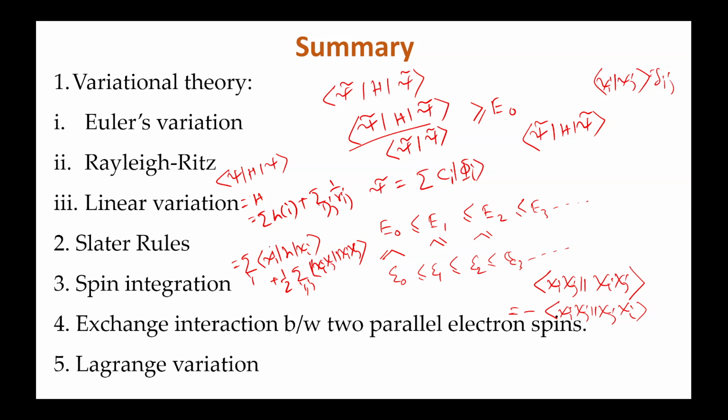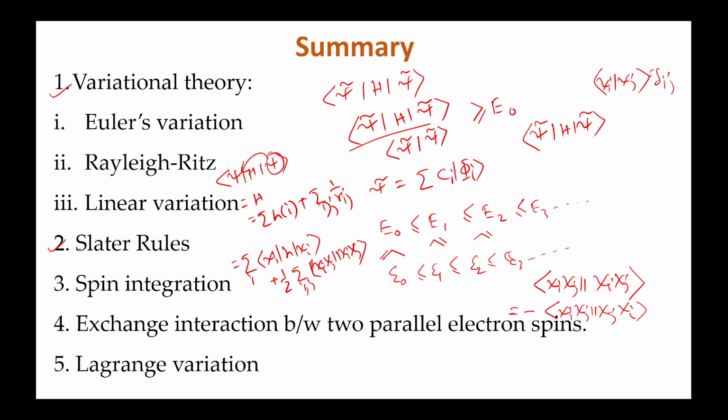Then in the later course, you will also see how the rules come out if this psi and this psi differ by only one spin orbital, and if they differ by two spin orbitals. That is your Slater rule number 2 and Slater rule number 3, which will be discussed in the coming weeks.